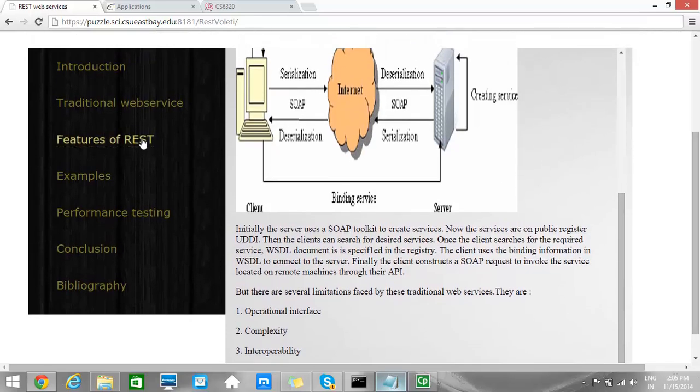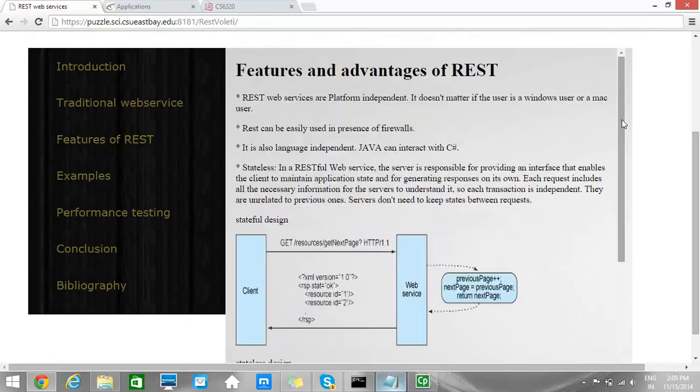So when coming to REST, the main advantages of REST web services are that they are platform independent. It doesn't matter if the user uses a Windows or a Mac system, and REST can be easily used in the presence of firewalls. Also, it is language independent. Java can interact with C#, C can interact with C++, etc.